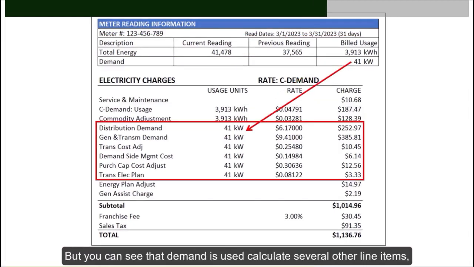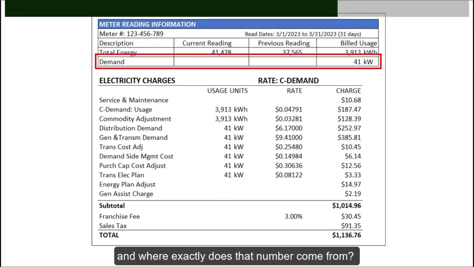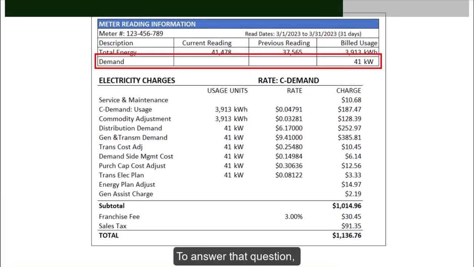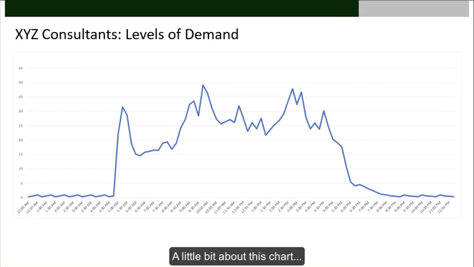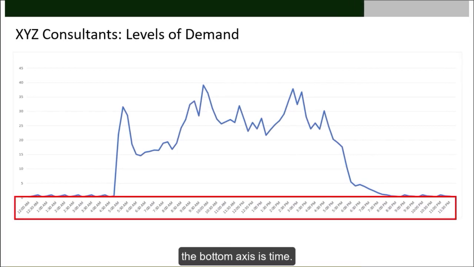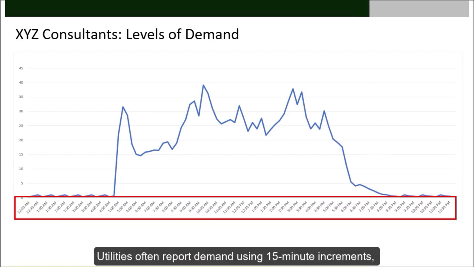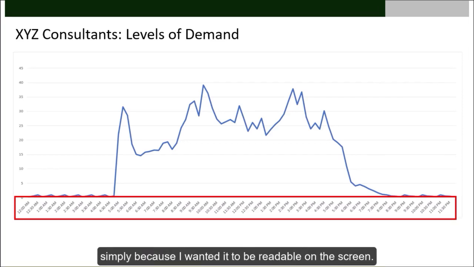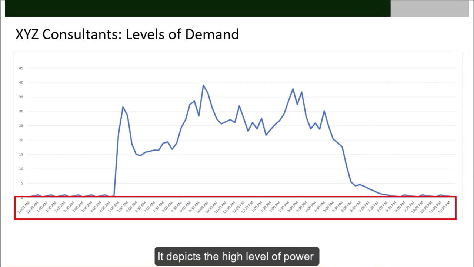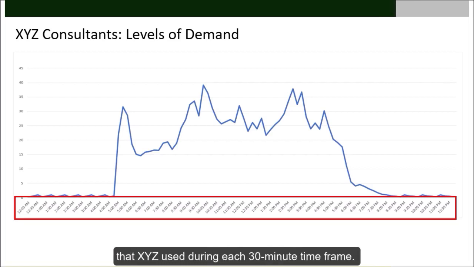But you can see that demand is used to calculate several other line items, and where exactly does that number come from? To answer that question, let's start by looking at XYZ's level of demand for a typical day. A little bit about this chart. The bottom axis is time. Utilities often report demand using 15-minute increments, but this chart is in increments of 30 simply because I wanted it to be readable on the screen. It depicts the highest level of power that XYZ used during each 30-minute time frame.